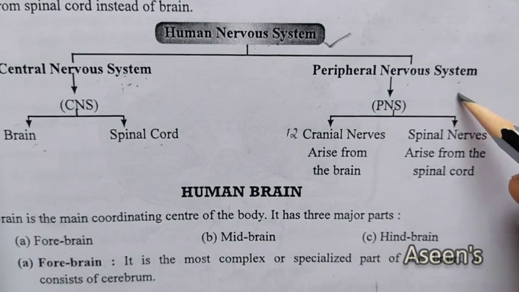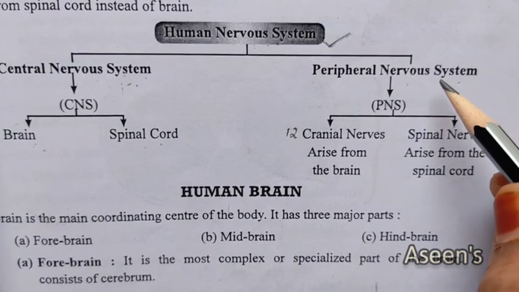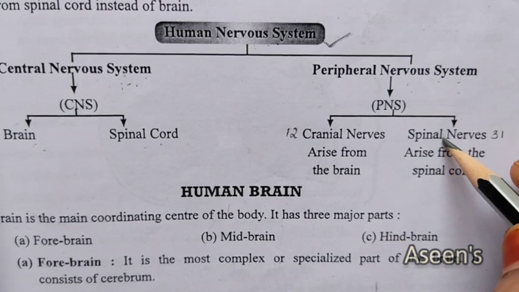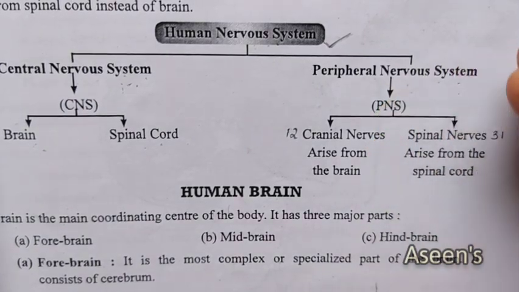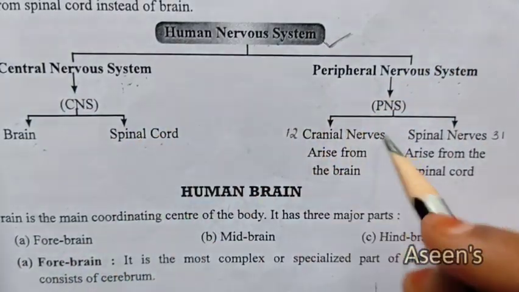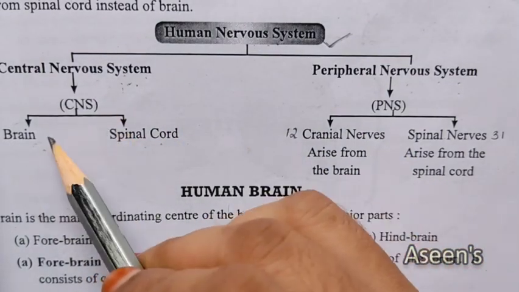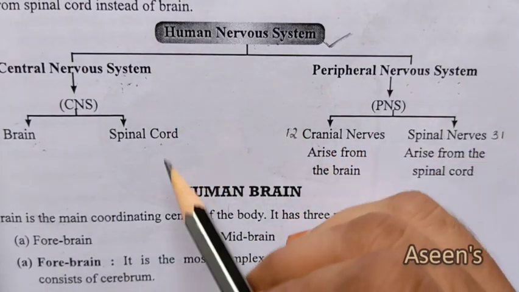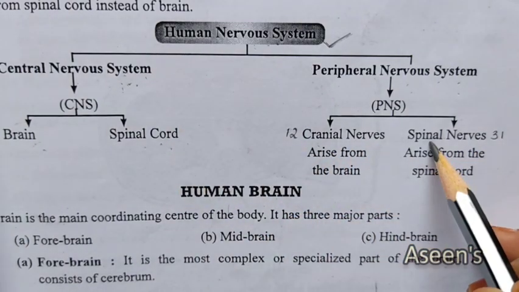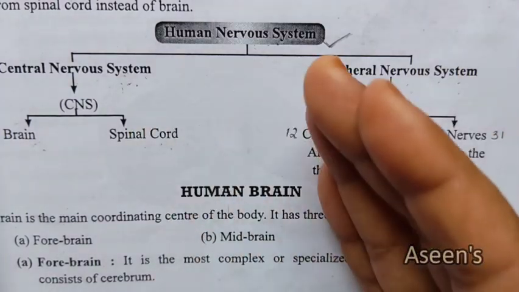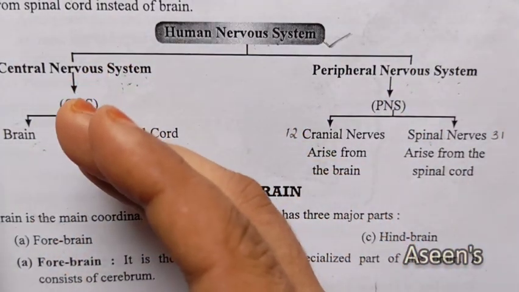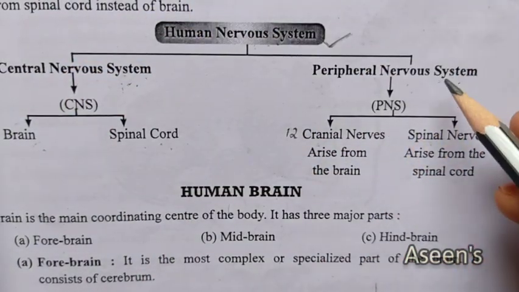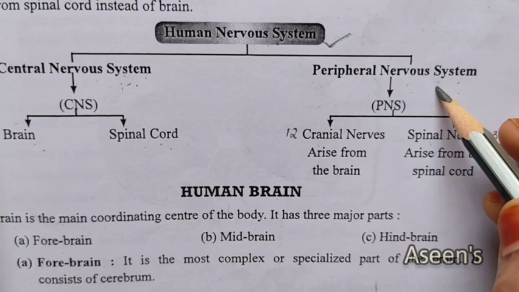Next comes your peripheral nervous system. The peripheral nervous system includes cranial nerves and spinal nerves, the ones which are arising from the central nervous system. The nerves which are coming from your brain, we call them cranial nerves, and the nerves which are coming from your spinal cord, we call them spinal nerves. The nerves which are arising from your central nervous system are named the peripheral nervous system.